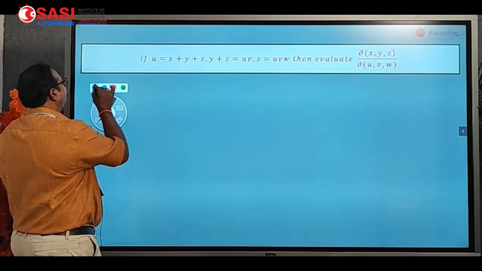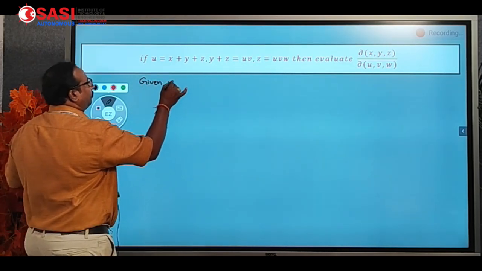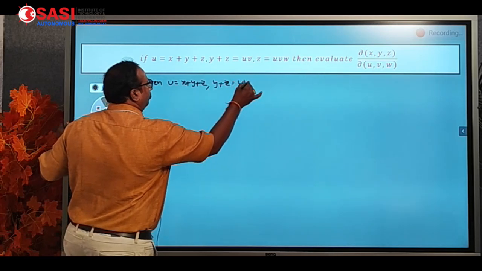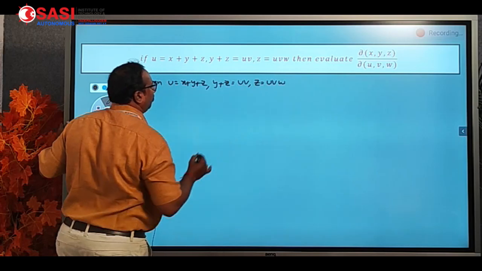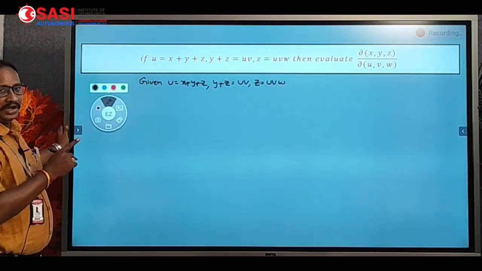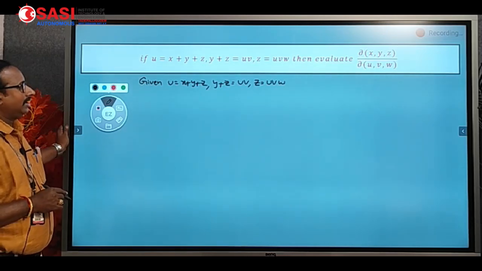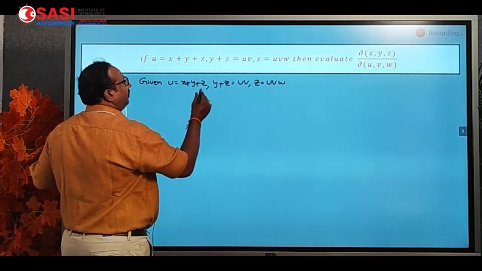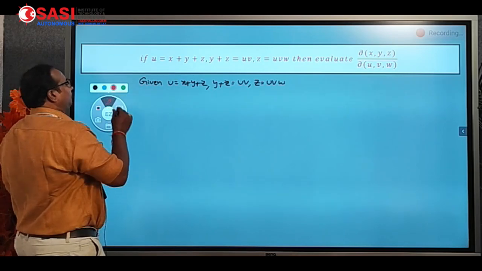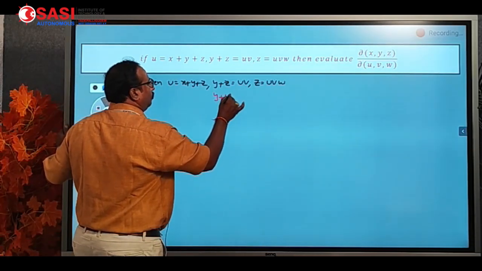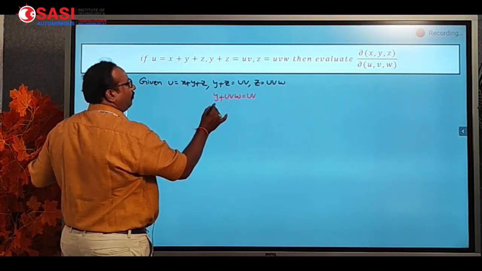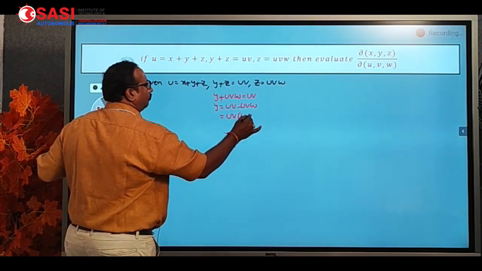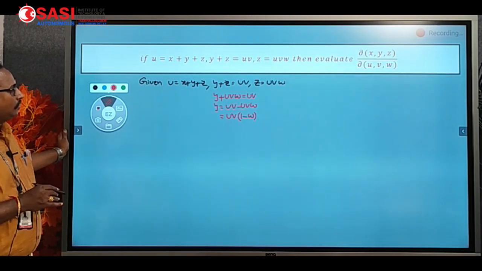Right. So when we observe the given: u equal to x plus y plus z, y plus z equal to uv, and z equal to uvw. Clearly the function z is already in terms of uvw. So remaining we want to convert in terms of uvw, they are x and y. For that substitute the z value in y plus z equal to uv. So y plus uvw equal to uv. Then y equal to uv minus uvw. So take uv common, then 1 minus w. So finally we got y in terms of uvw.